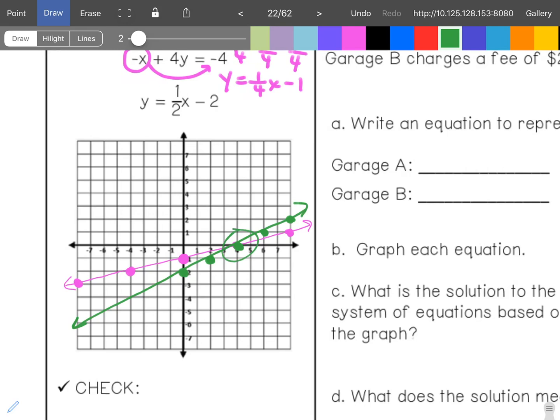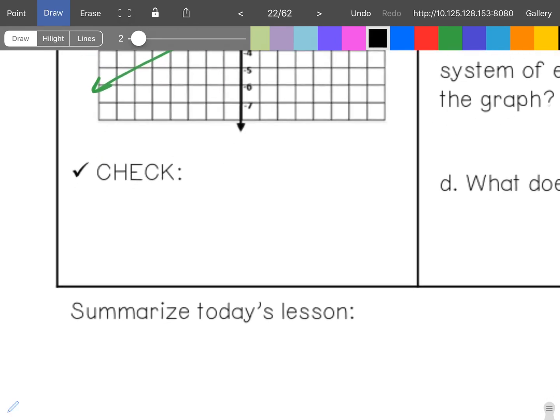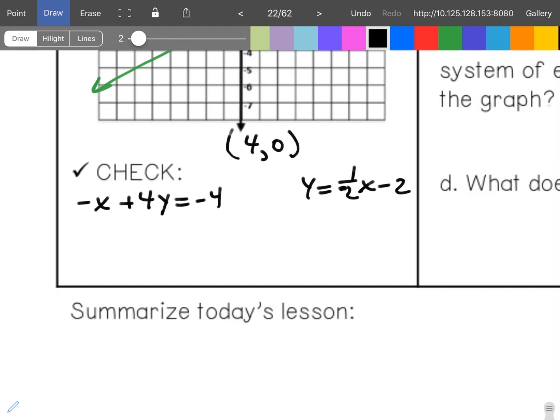What ordered pair would that be? 4, 0 is what I'm thinking. So let's try that out. So we come down here, we write our equations. Negative x plus 4y equals negative 4. And y equals 1/2 x minus 2. So we're plugging in 4, 0. This is my x and my y.